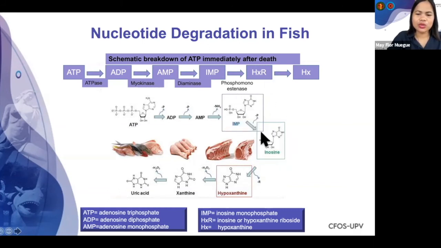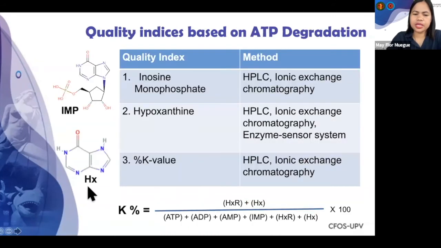Kaya lang, eventually, magde-develop na rin siya ng kanyang degradation products na hypoxanthine. So, this one gives of a bitter taste. Ayan. So, you should know the difference of IMP and the hypoxanthine. So, these are the quality index, no? Or pag sinabi mong index, yun yung mga tinetest, no, to identify the quality or to determine the quality of the product.